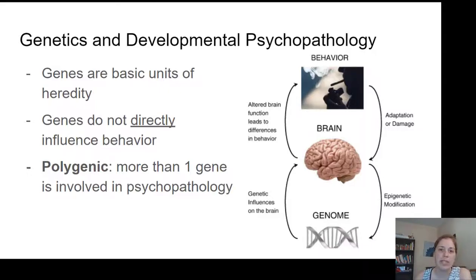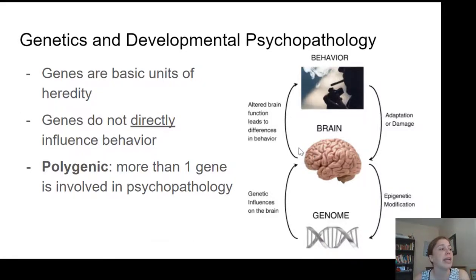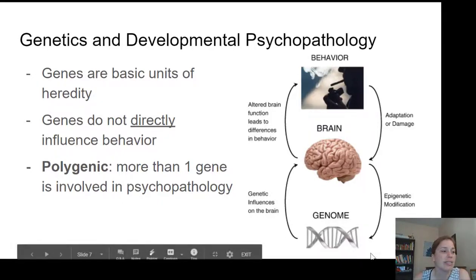Something that I really need to emphasize here, though, is that genes do not directly influence our behavior. Just because we have a gene that might code for something like schizophrenia or autism, it does not mean that that will automatically lead to a behavior like schizophrenia or autism. Our genes are just there to code for different types of proteins. They set up the structure of our brain, for example, and that might lead to differences in our behaviors. But again, it's not that the genes themselves are leading to those behaviors.